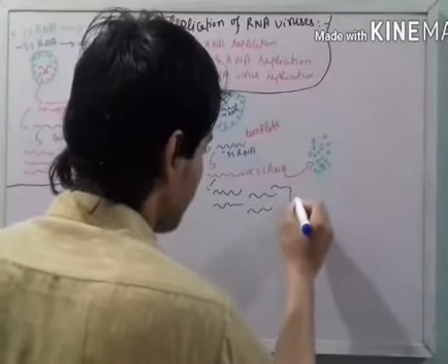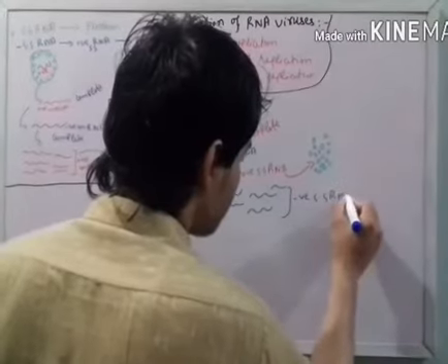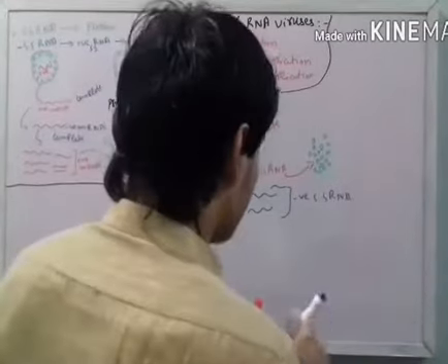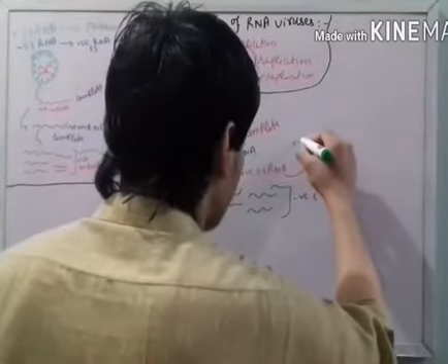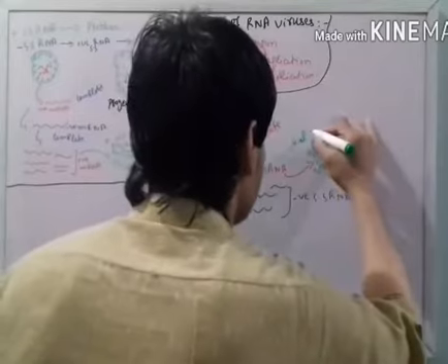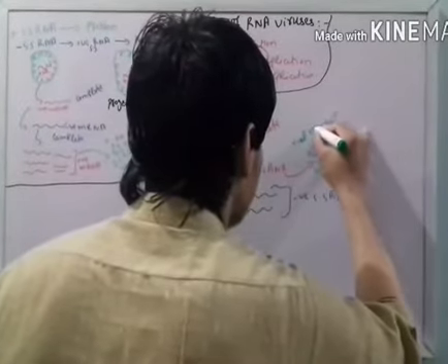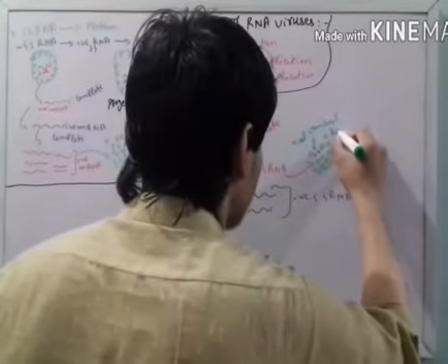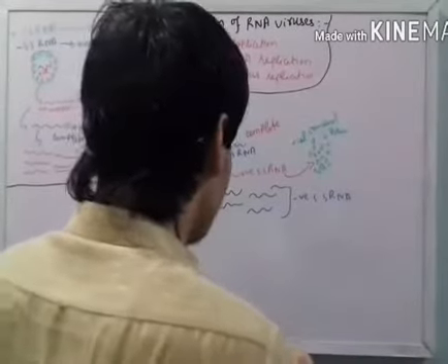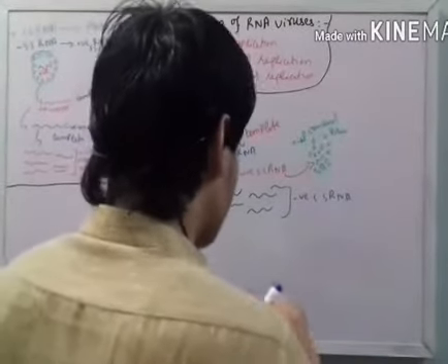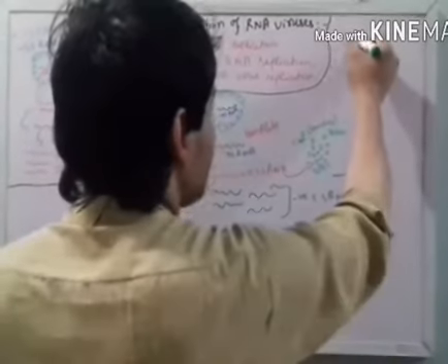So these are all negative single-stranded RNA, and these are the viral structural protein. And finally what do we get? We get a mature progeny virus.